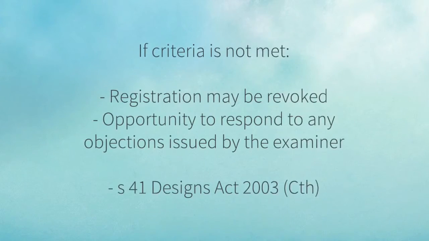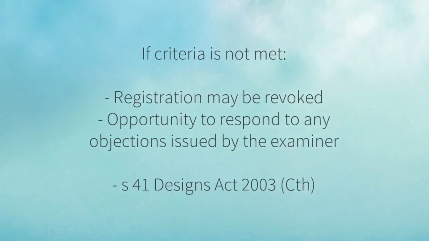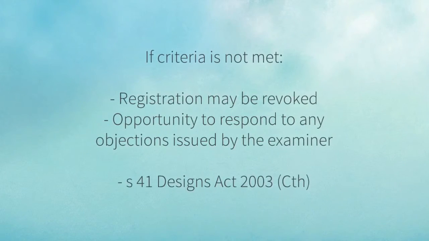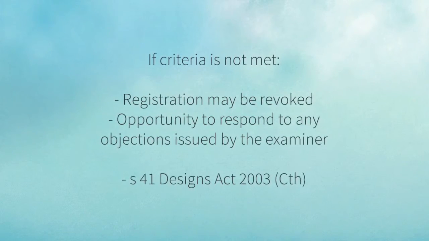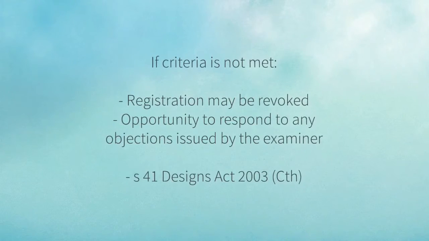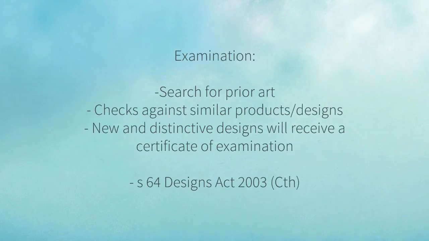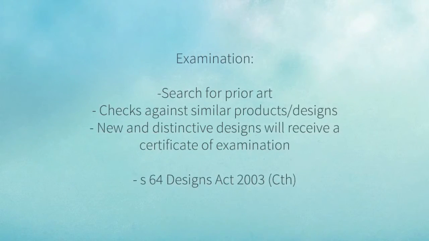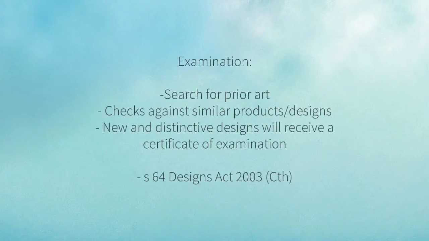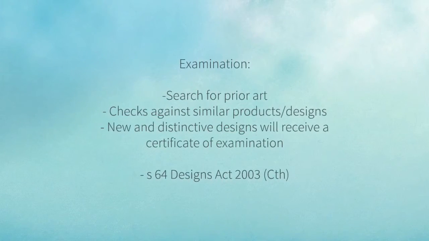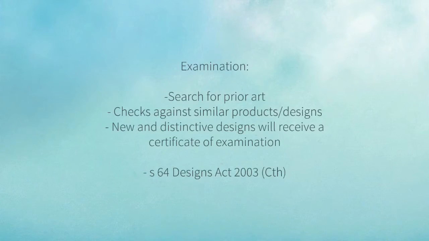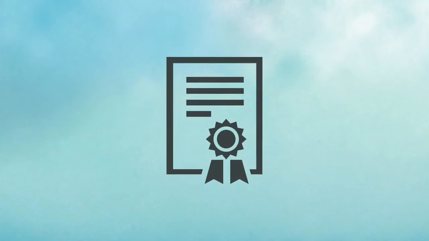If you do not meet the criteria once the examination is complete, your registration may be revoked. However, you will have the opportunity to respond to any objections issued by the examiner. Examination will include a search of prior art and checks against similar products and designs. If your design is found to be new and distinctive, you will receive a certificate of examination. You do not need to request certification of your design immediately. Examination can be requested at any time during the 10-year term of registration.